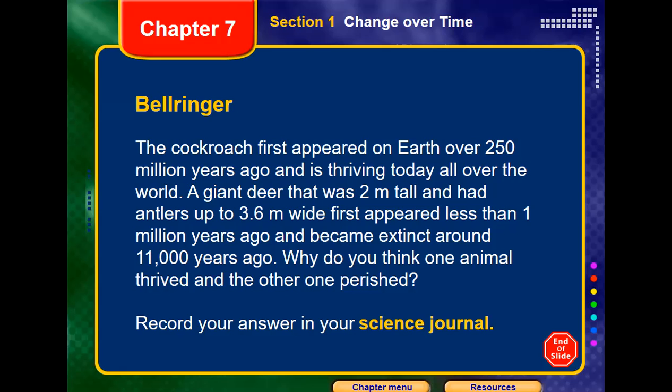It says that the cockroach first appeared on Earth over 250 million years ago, and it's thriving today all over the world. A giant deer that was about 2 meters tall and had antlers about 3.6 meters wide first appeared less than 1 million years ago and became extinct around 11,000 years ago. So why do you think one animal could survive and the other not? That's a very, very important question.